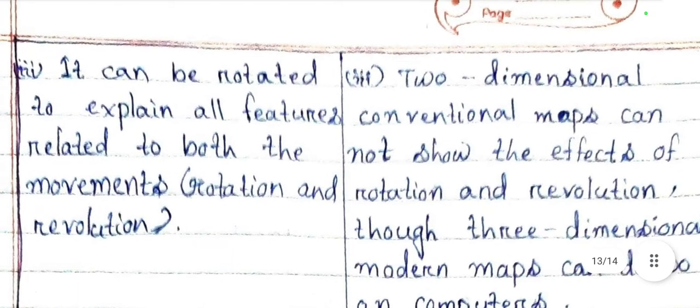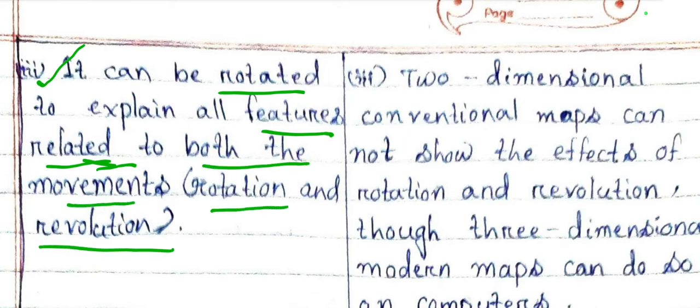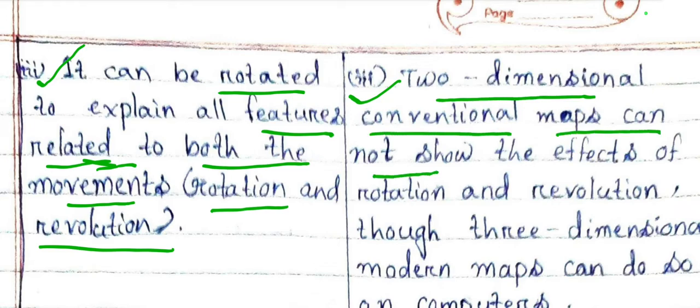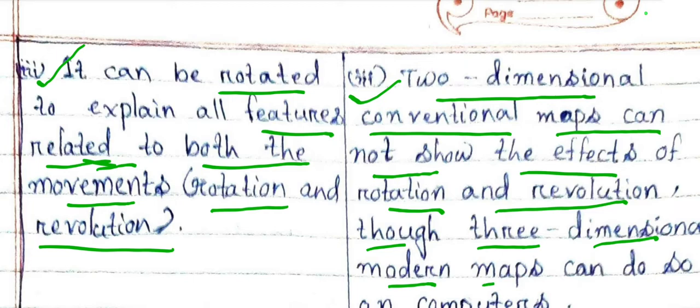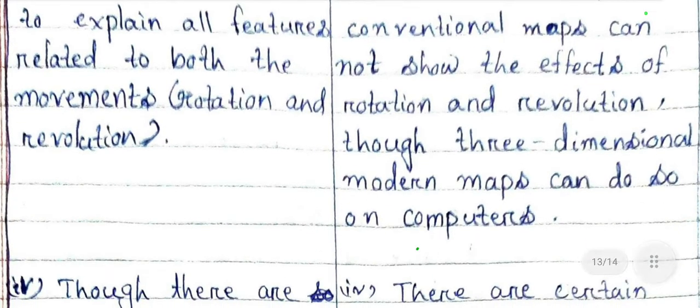Then next is third point. So it can be rotated to explain all features related to both the movements, rotation and revolution. The third point of map: two dimensional conventional maps cannot show the effects of rotation and revolution, though three dimensional modern maps can do so on computers.